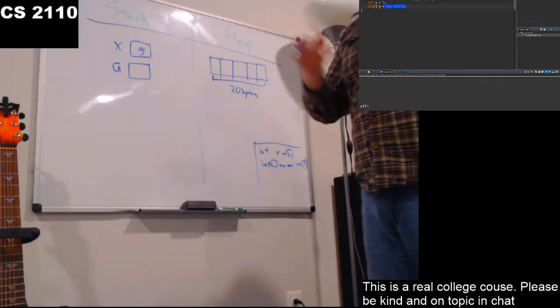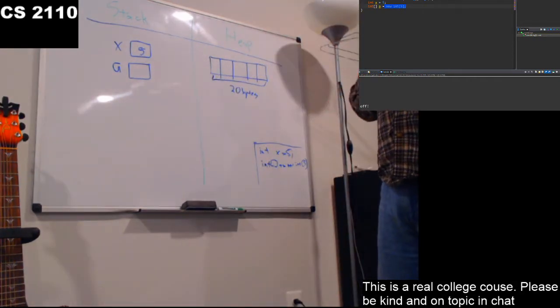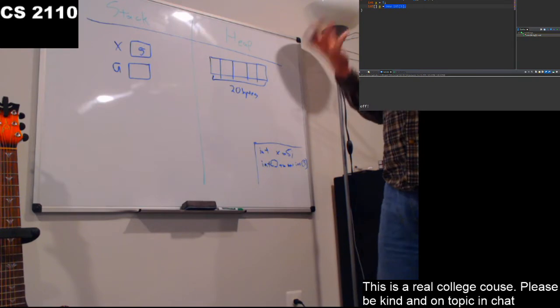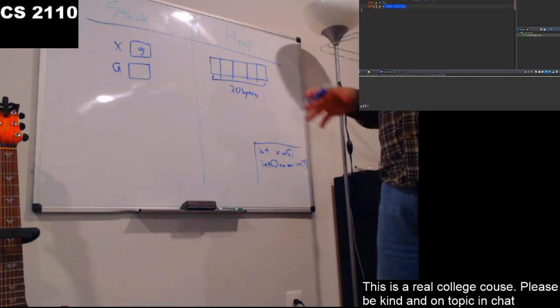And this array is stored at some memory address. I'm going to make up a hexadecimal number off the top of my head. If you're not familiar with hexadecimal, don't worry.